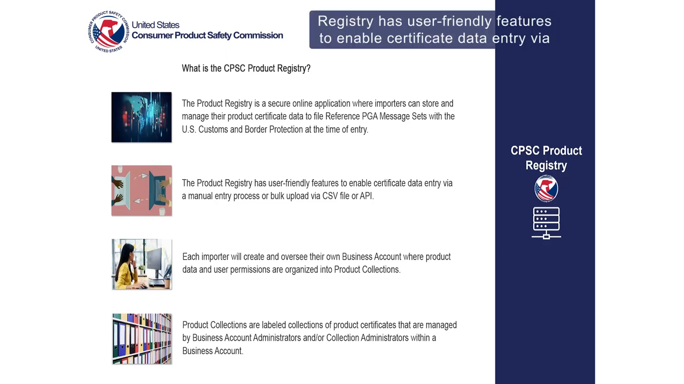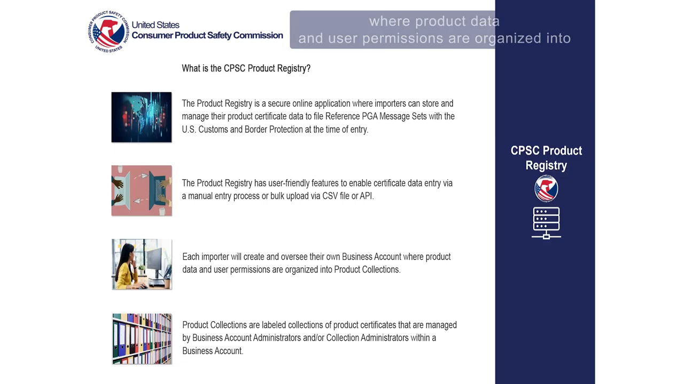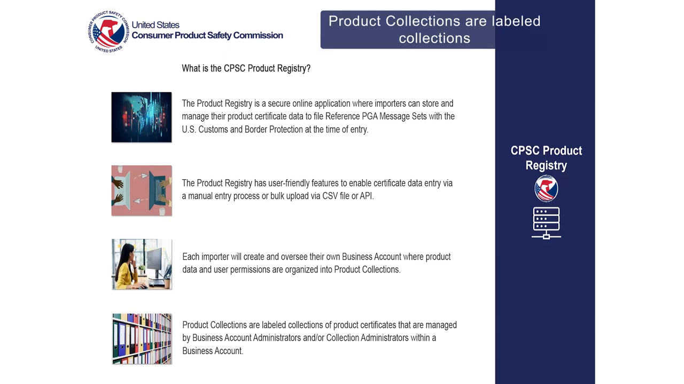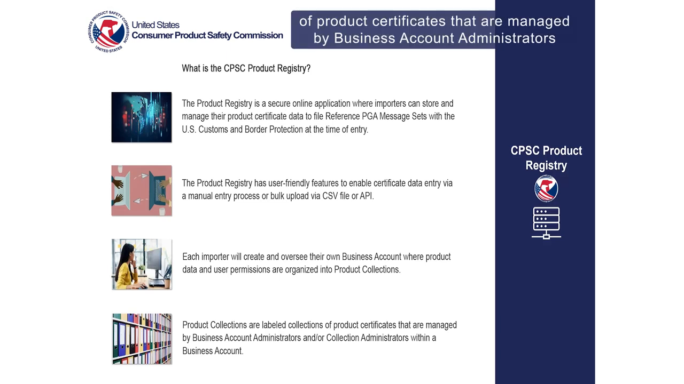The Product Registry has user-friendly features to enable certificate data entry via a manual entry process or bulk upload via CSV or API. Each importer will create and oversee their own business account where the product data and user permissions are organized into product collections. Product collections are labeled collections of product certificates that are managed by business account administrators and/or collection administrators within a business account.